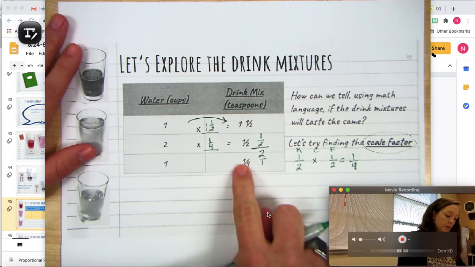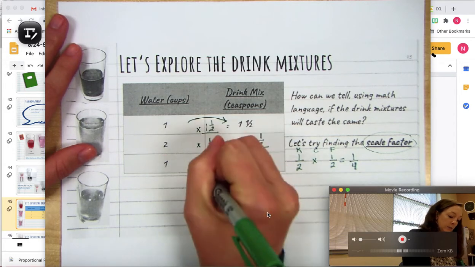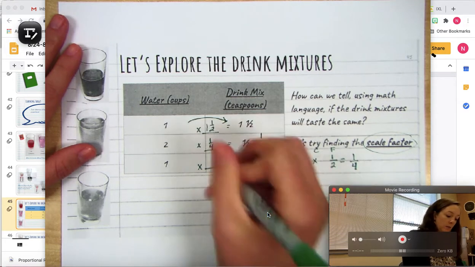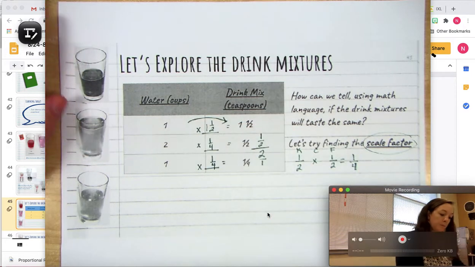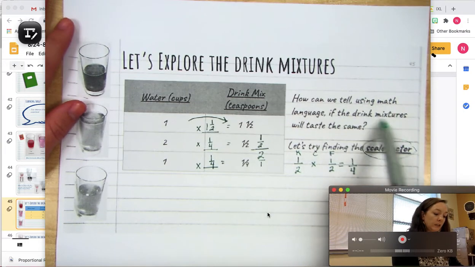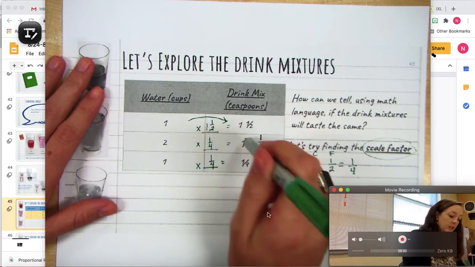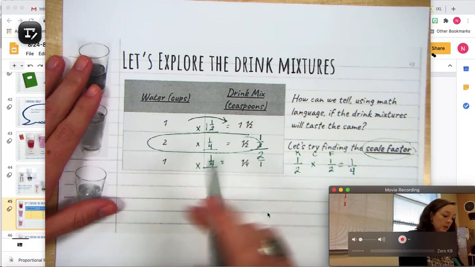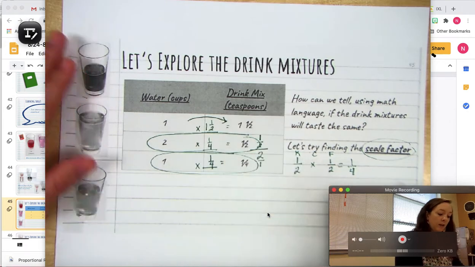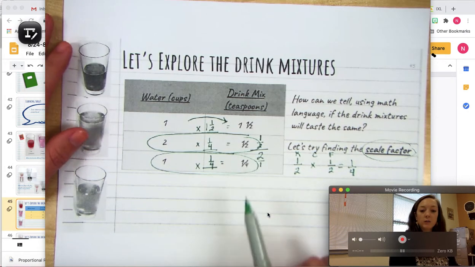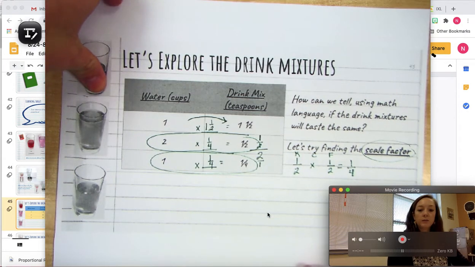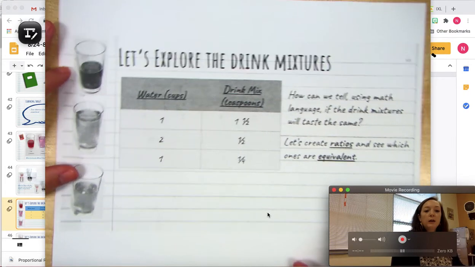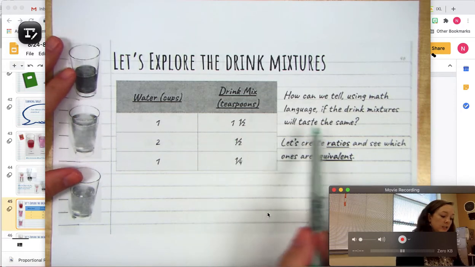And then the bottom one, I get 1 times something gives me 1/4. We know that 1 times any number is that number, so it's going to be 1 times 1/4. So if the drink mixtures will taste the same, we see that the one that has 2 cups and 1/2 a teaspoon of mix and the one that has 1 cup and 1/4 of a teaspoon are the same ratio, okay?